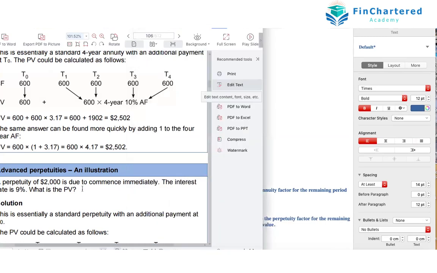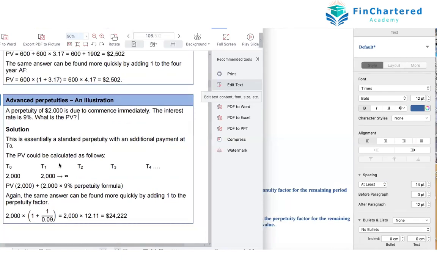And we can prove that here in this illustration also. A perpetuity of 2000 is due to commence immediately. So again, it is an advanced perpetuity. It's not coming in 1 year's time. The interest rate is 9%. And we've seen in the last class that the perpetuity factor is 1 divided by R.